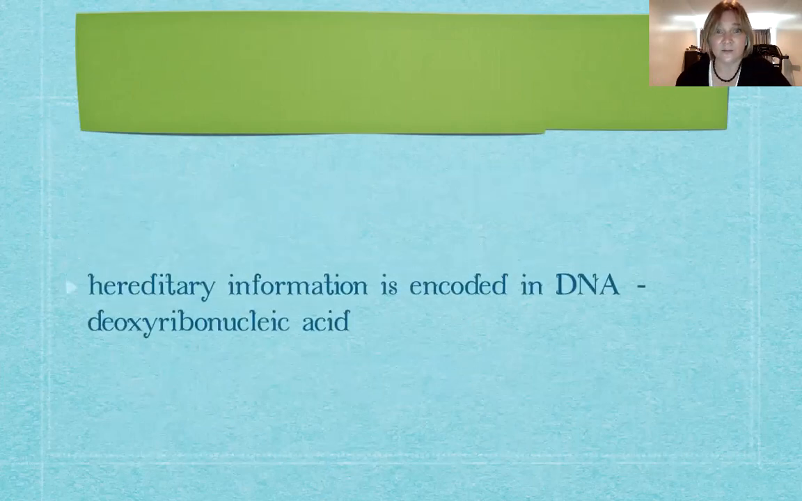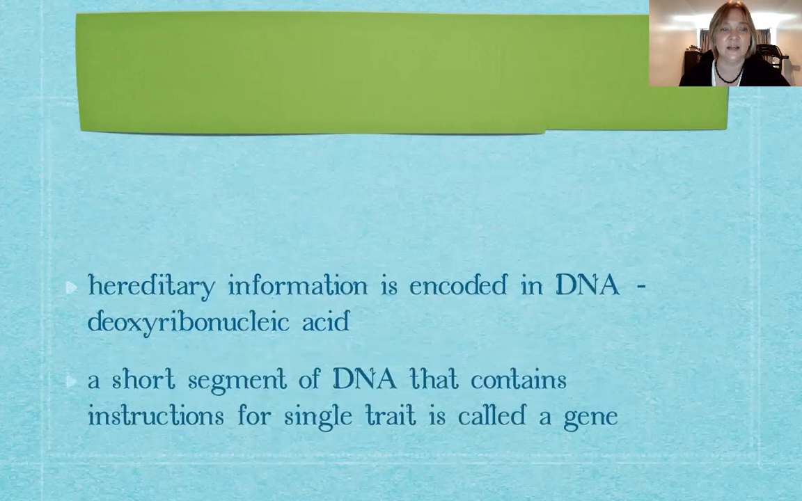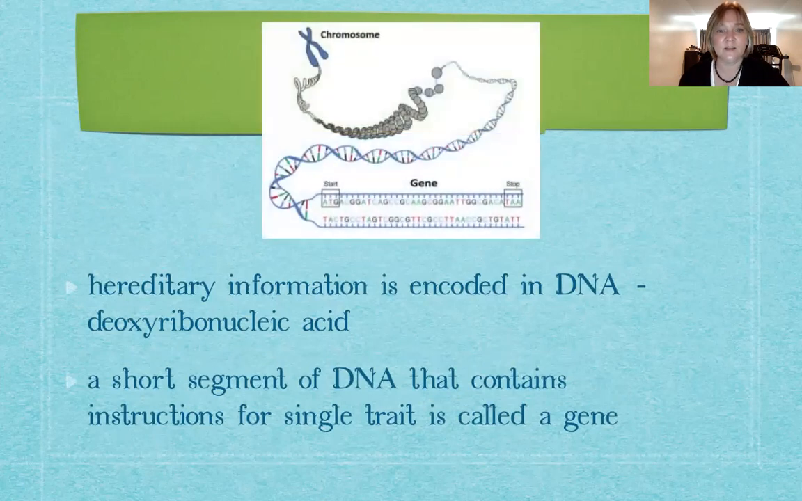Now, that hereditary information that's passed down through the generations is encoded in a molecule of DNA. DNA stands for deoxyribonucleic acid. You don't have to remember that if you don't want to, just DNA is fine. And on DNA, you have short segments that code for a single trait, and that is called a gene.